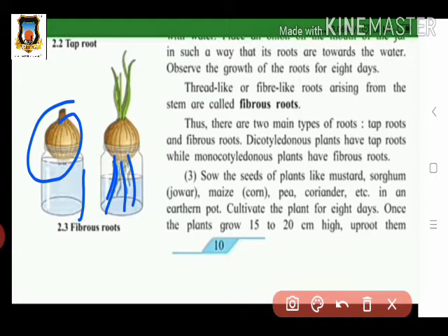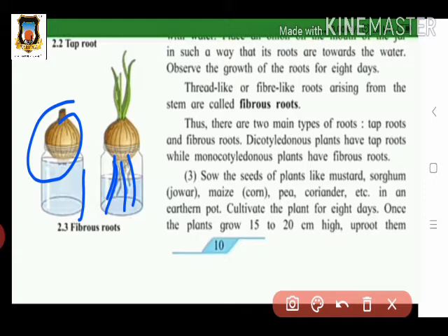So there are two main types of roots, tap roots and fibrous roots. And we know that dicotyledonous plants have a tap root and monocotyledonous plants have a fibrous root. We also see examples of fibrous roots, that is the onion and the garlic. These are the types of fibrous roots.